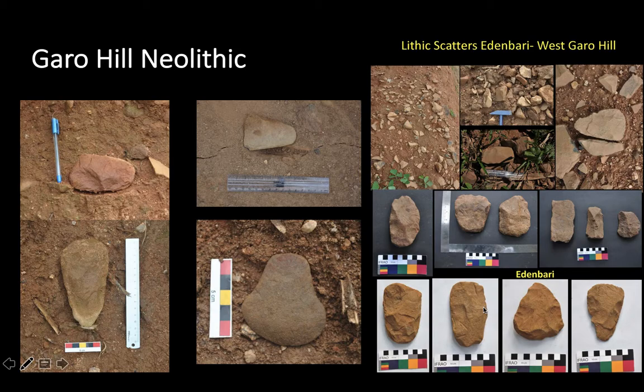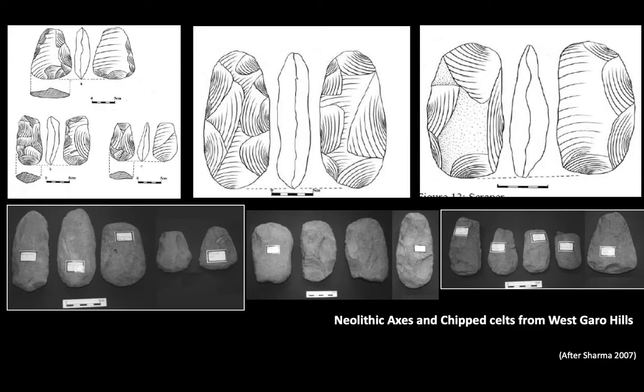The axes can be classified on the basis of the butt, or on the basis of the edge, and also on the basis of the cross section of the tool, or on the basis of their shape and size. These are some of the Neolithic celts from West Garo Hill, reported by Dr. Sukanya Sharma, and these are probably from the site Rongram.